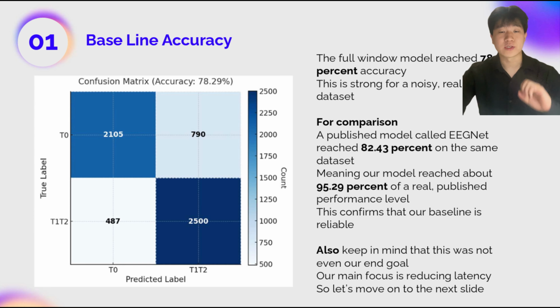Now, let's look at the results, because it was truly remarkable. For the full window benchmark, aka step 3, the model reached 78.29% accuracy. This might seem insignificant at first hand, but this is a very strong performance for a noisy, real EEG dataset. For comparison, a PubMed indexed, published model called EEGNet only reached about 82.43% on the same dataset I used. This confirms that our baseline model was reliable. But keep in mind that this was not even our main goal. Our main focus was reducing latency.